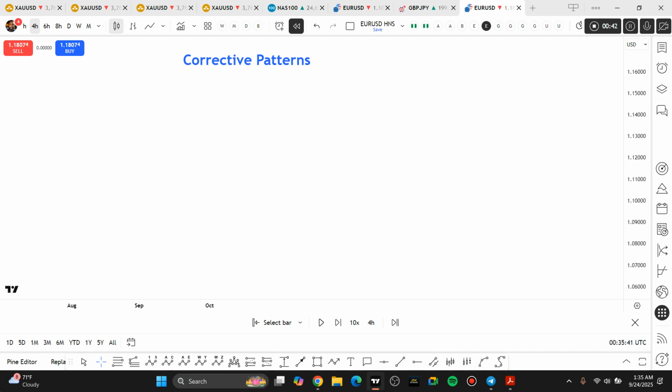Now, in Elliott Wave principle, aside from motive wave, we also have what we call correction. We have several types of corrective pattern. As a matter of fact, we have 13 corrective patterns.